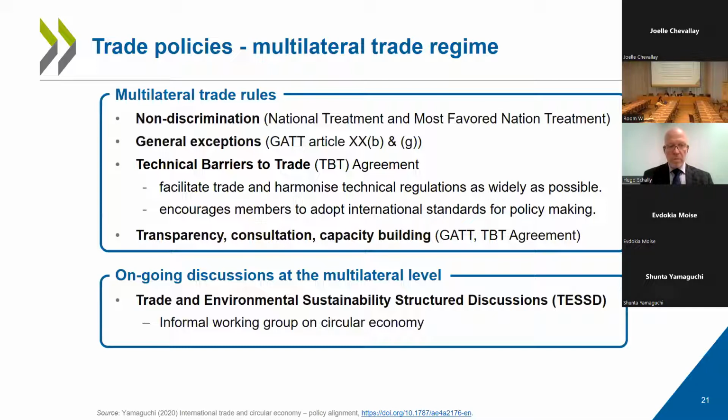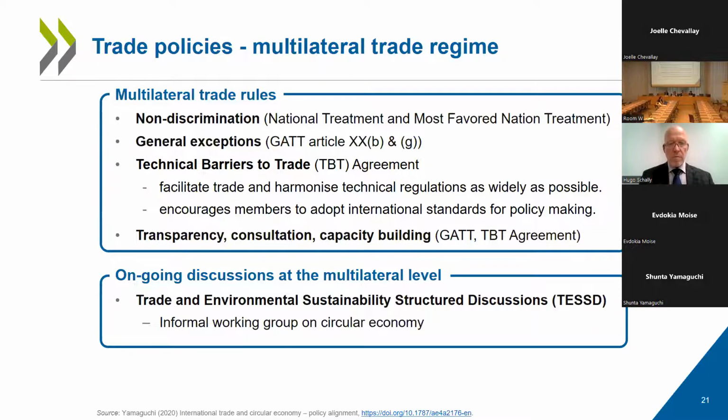And first we looked at multilateral trading systems. Here, these are very much the ones that you are familiar with, such as non-discrimination, general exceptions, technical barriers to trade, transparency, consultation, and capacity building. And so far, what we find is that there seems to be ample space in the multilateral trading system that allows circular economy policies to thrive, where we've only found a few disputes that were based on discriminatory practices. Now, also, we have emerging dialogue under the Trade and Environmental Sustainability Structure discussions and the informal working group on trade and circular economy that started this year, which is also dealt with by our colleague here, Olivia.